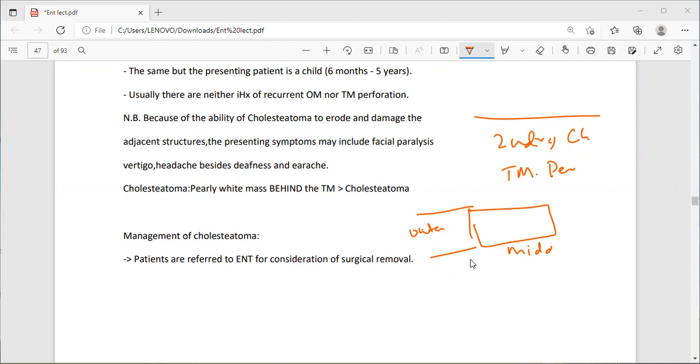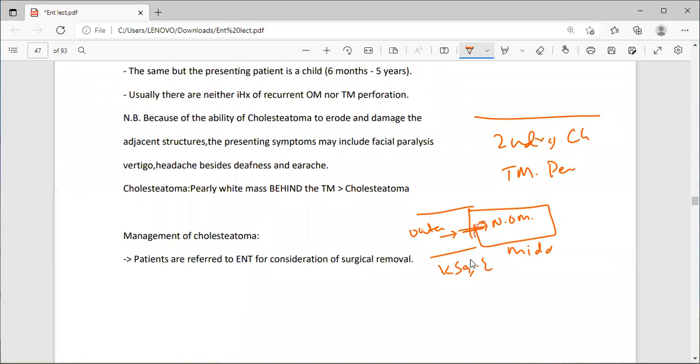So from the outer ear, what happens is that keratinized squamous epithelium moves and ruptures the tympanic membrane, and it moves inside the middle ear. And in the middle ear, they convert into necrotizing otitis media, okay, and they perforate the tympanic membrane, and the epithelium migrates into the tympanic membrane.